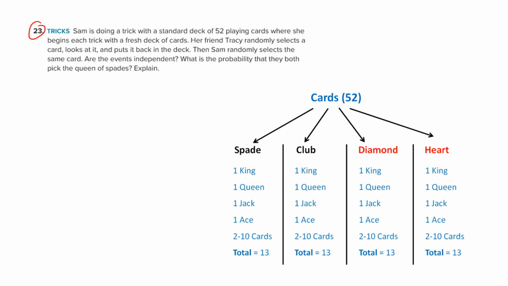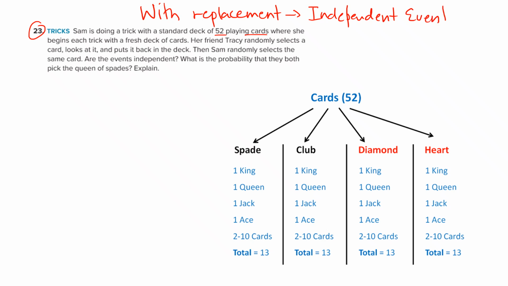Let's read. Sam is doing a trick with the standard 52 playing cards where she begins each trick with a fresh deck of cards. Her friend Tracy randomly selects a card, looks at it, and puts it back. So is it with replacement or without replacement? Because we are putting it back, it is with replacement, so the probability will not get affected, the outcomes will be the same, the sample space will not change, and therefore these are independent events. We can go ahead and use the multiplication rule.